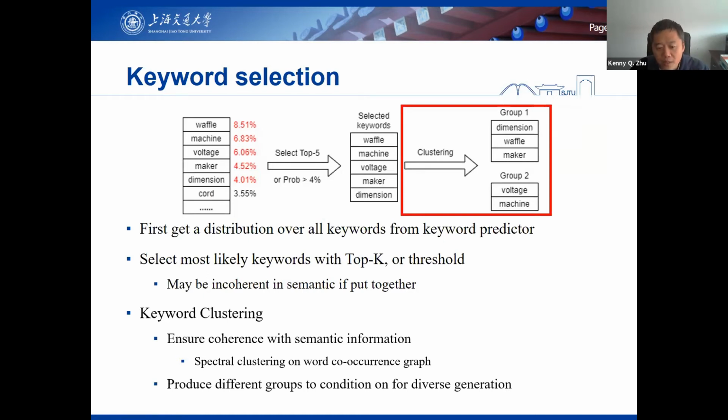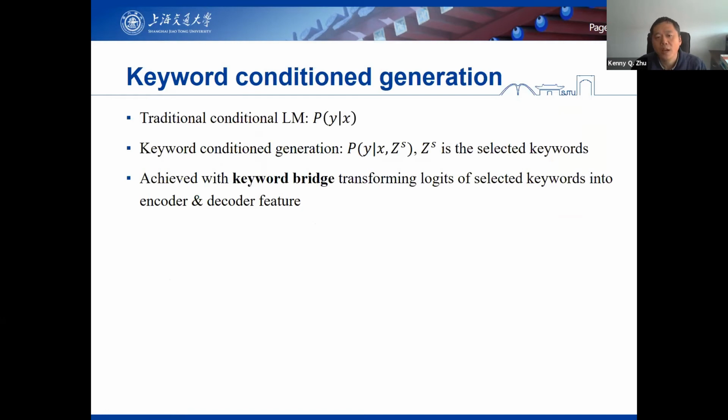All right, so in this case we use spectral clustering on the word co-occurrence graph. So we actually cluster on the word co-occurrence graph, and it produces different groups to condition on for diversity generation. Now once we have these different groups of keywords, the next thing we do is the generation of the questions.